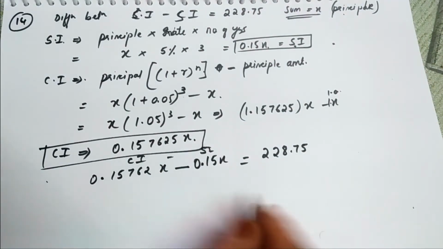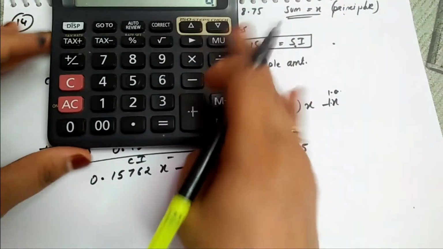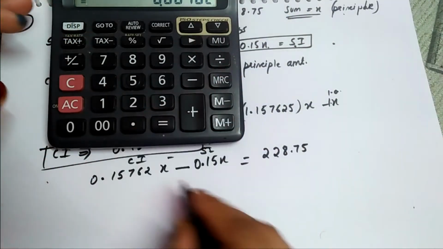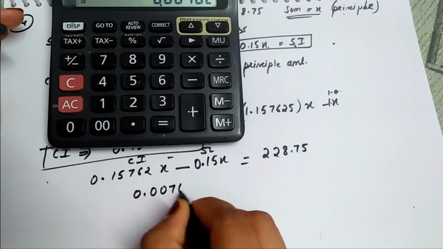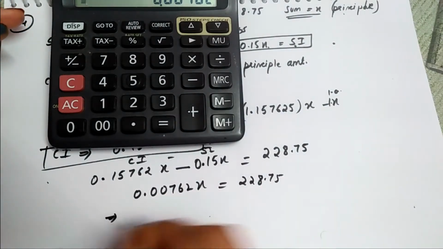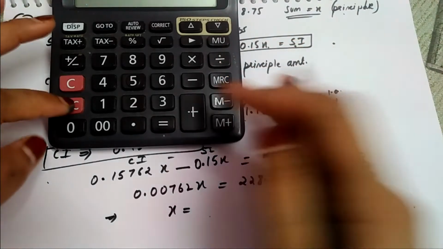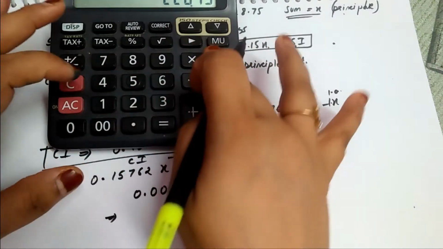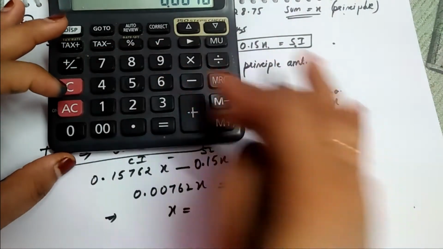Now if we take the difference out, it will be 0.007625x equal to 228.75, so x is nothing but 228.75 divided by 0.007625.